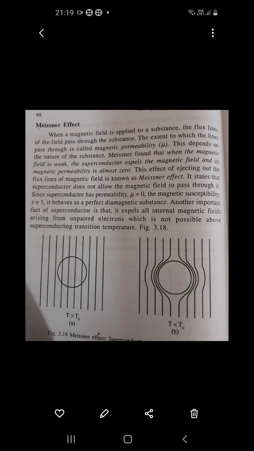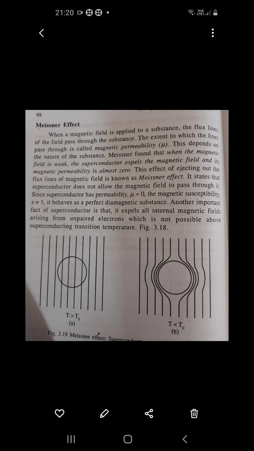Now the next phenomenon we saw, which is also very important, is called Meissner's effect. What is Meissner's effect? Let me see. When a magnetic field is applied to a substance, the flux lines of the field pass through the substance. That means when you put a magnetic field near the substance, whatever magnetic flux lines come from the magnet will pass through that substance. The extent to which the lines pass through it is called magnetic permeability, but it depends upon the nature of the substance. According to Meissner, when the magnetic field is weak, the superconductor expels the magnetic flux lines, and magnetic permeability is almost zero.